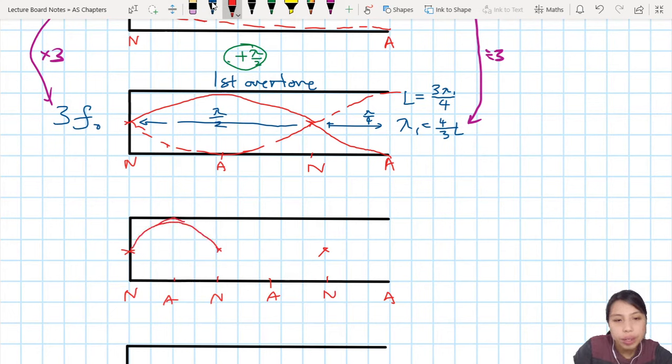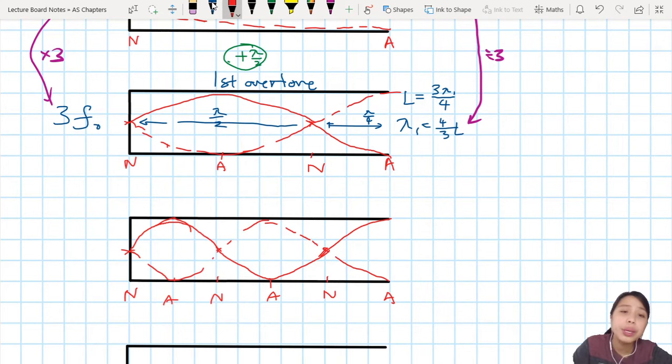Oh man, it didn't go to the top. Then down. And then up. Okay, and of course, this dotted one to symbolize that it's oscillating back and forth. There we go. So at first only got one loop. Now you, again, add half a wavelength. Then you have two loops now. And then of course, the half node at the open end. Okay, this is what we call the second overtone.